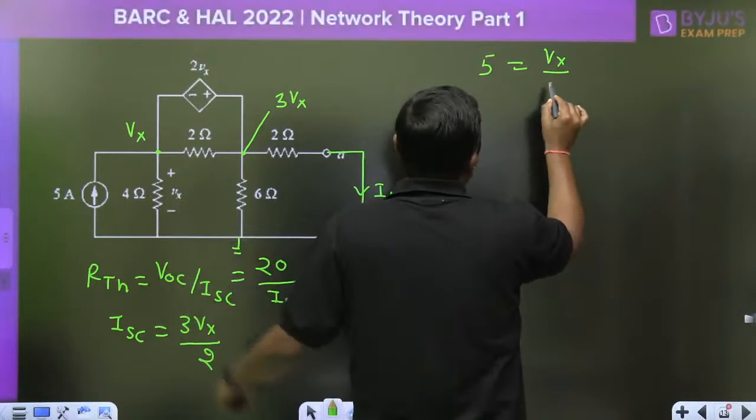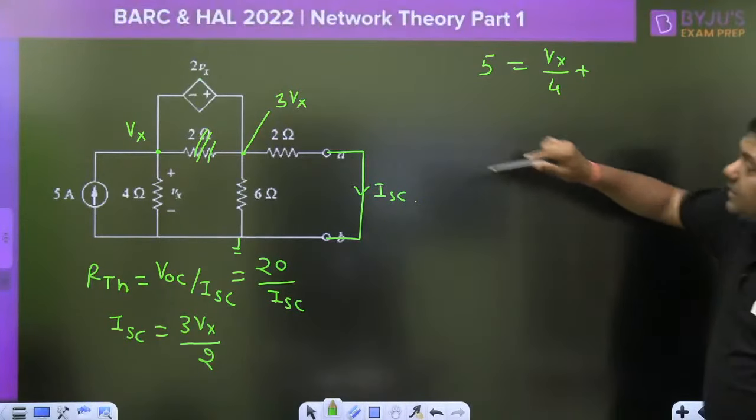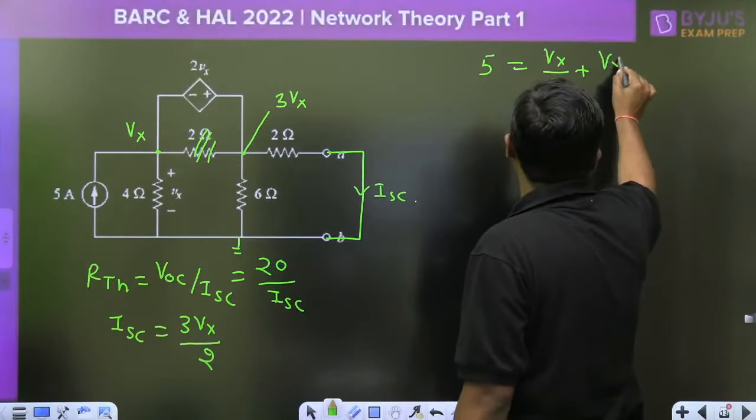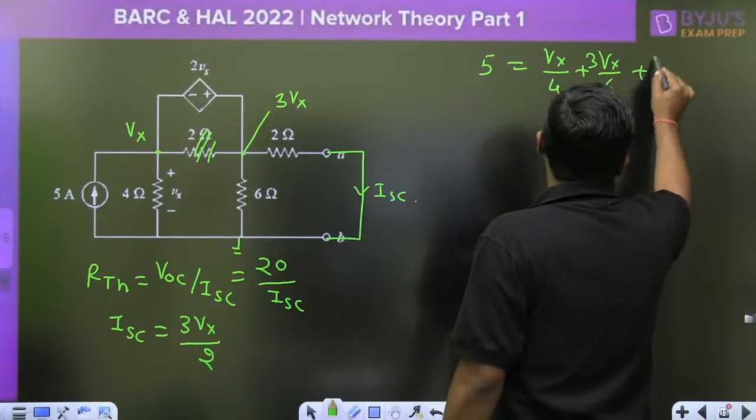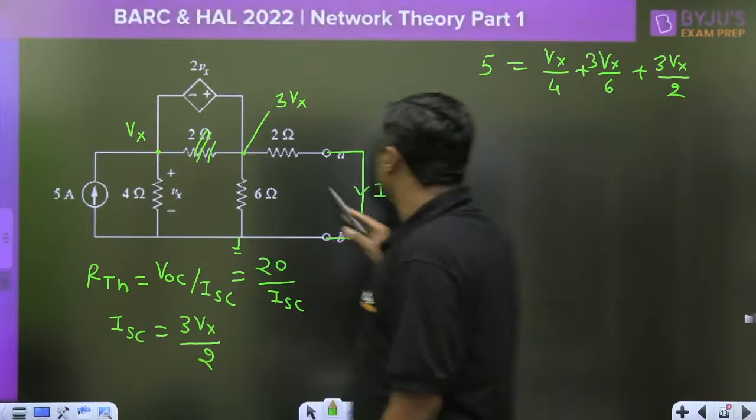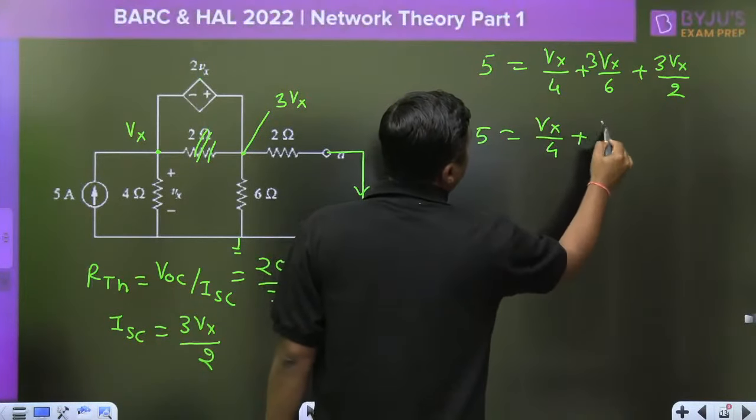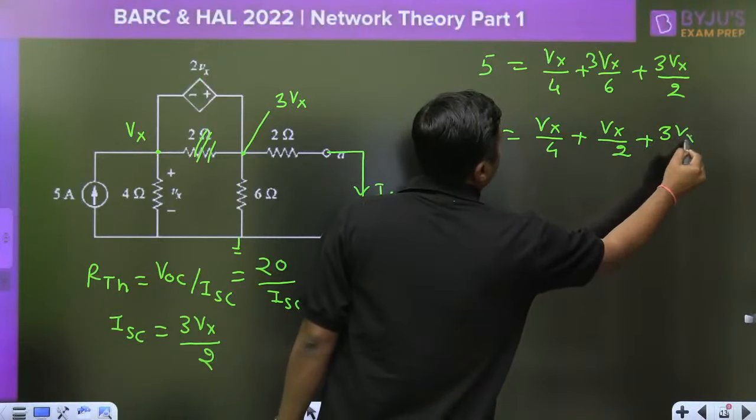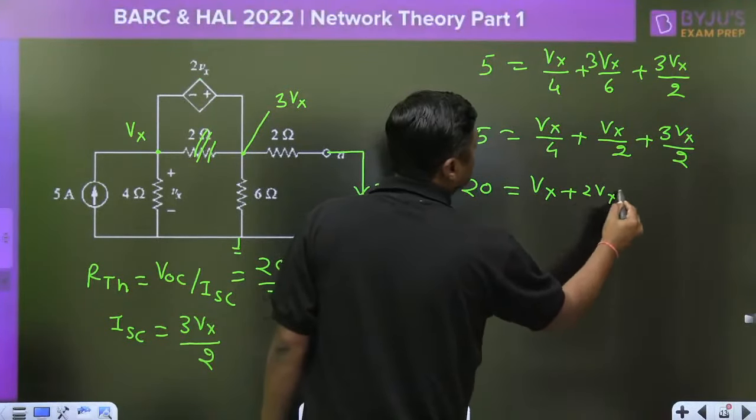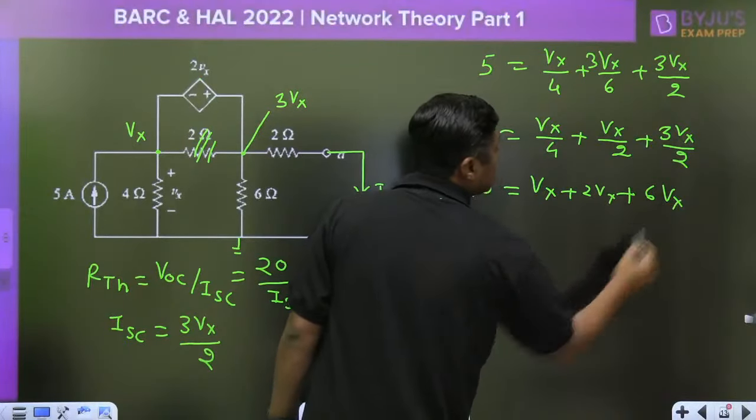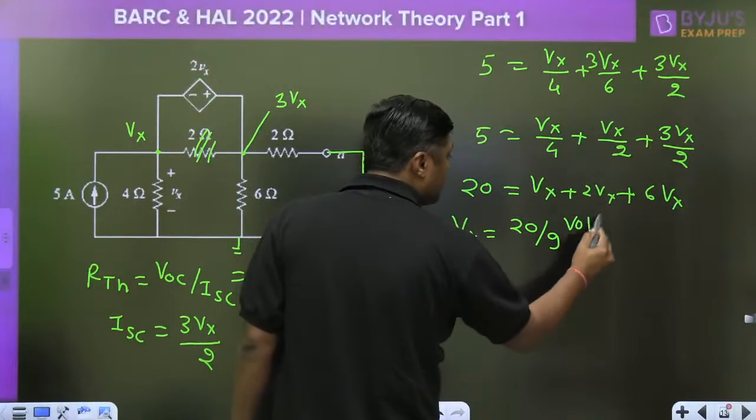I am applying the supernodal analysis, 5 ampere. That is the Vx by 4 plus, remove this because it is a resistor, simply remove this resistor. And then write down Vx minus 0 by 6. This is not 3Vx, 3Vx divided by 6 plus 3Vx divided by 2. Now this will become 5 is equal to Vx by 4 plus Vx by 2 plus 3Vx by 2. You can take 4 as LCM, that will become 20 is equal to Vx plus 2Vx plus 6Vx, right? And that is Vx is equal to 20 by 9 volt.